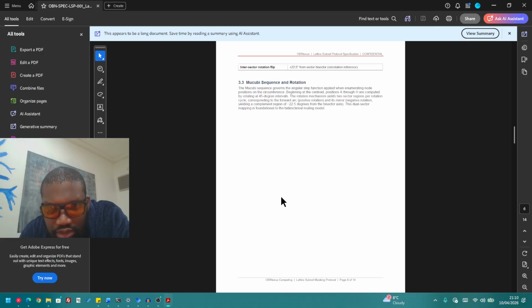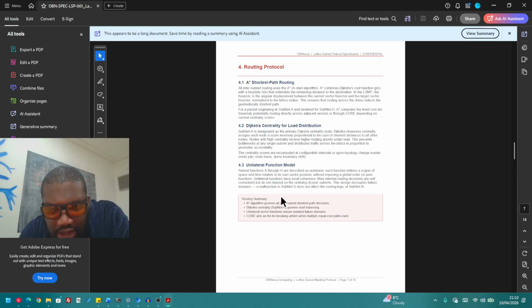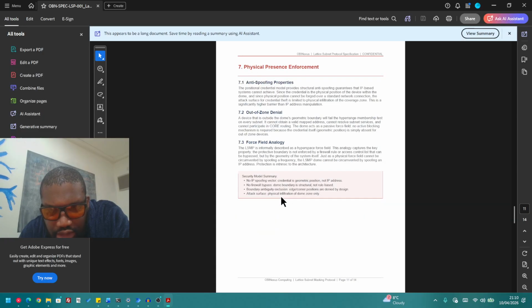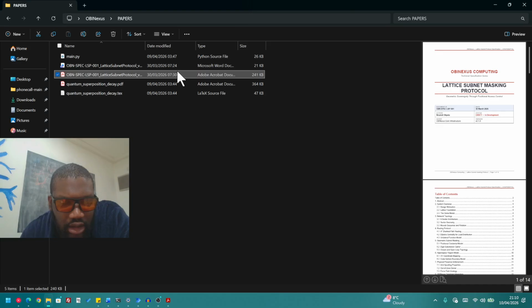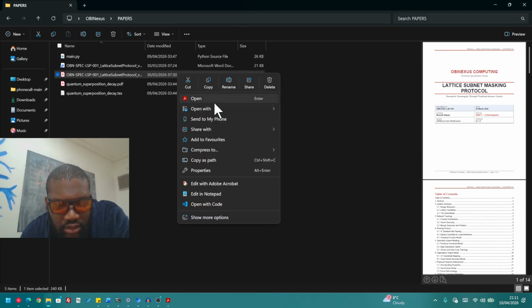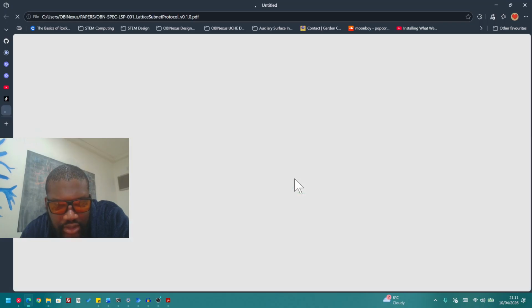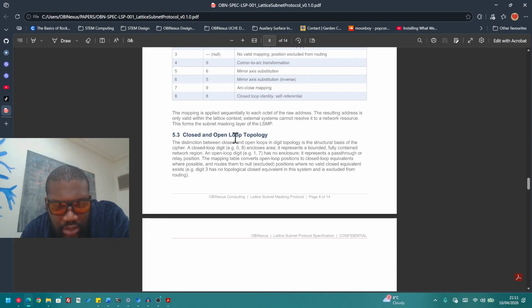So let us do work in groups. This paper is very stamp. It's really mapping to a lattice. This is like the anti-spoofing property of the system. So zero maps to null. So you're going to have closed and open loop topologies.